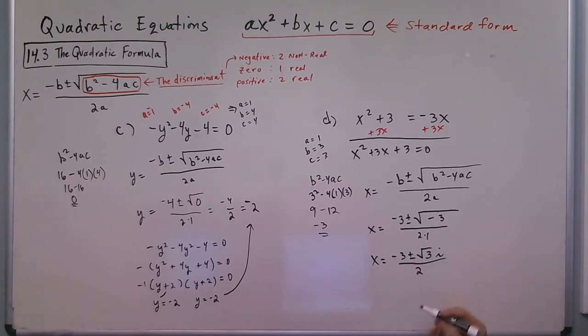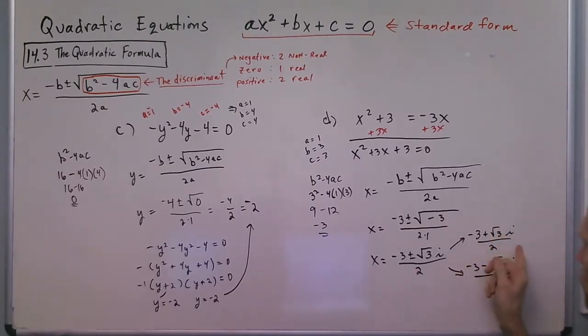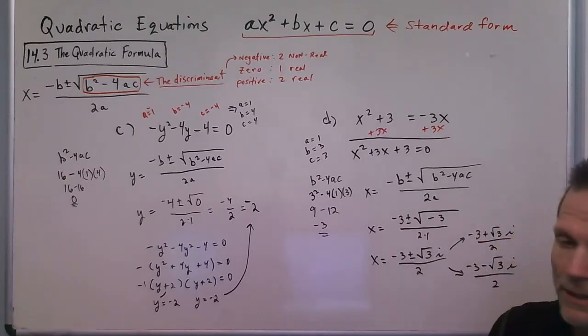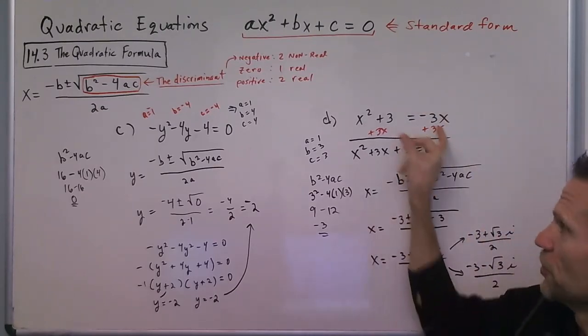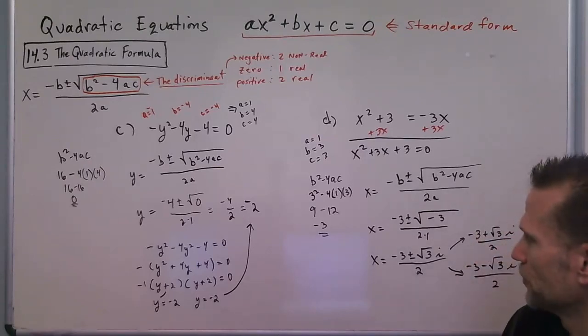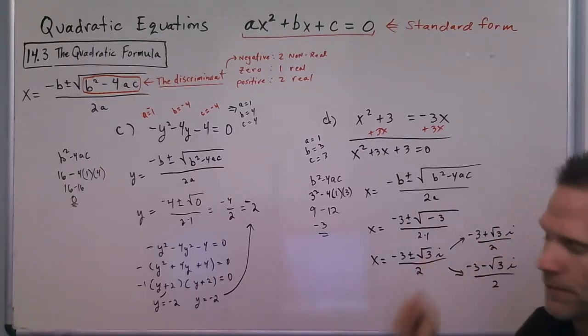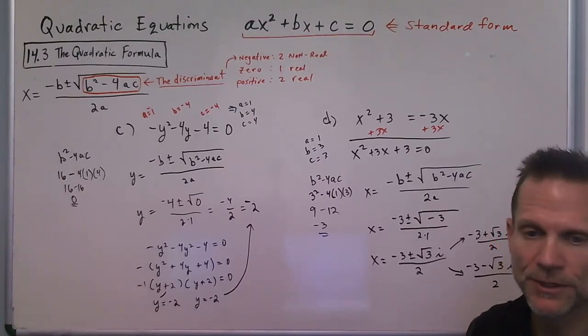You could break it up into 2 solutions. It'd be negative 3 plus the square root of 3i over 2 and negative 3 minus the square root of 3i over 2 if you needed to type in both of the solutions. So 2 non-real solutions. Okay. A real challenge is to take this value and put it back in the original equation and show that it's equal. Okay. If you're going on to college algebra or pre-calc, you might do that in those classes, or you could even do it as a challenge now.